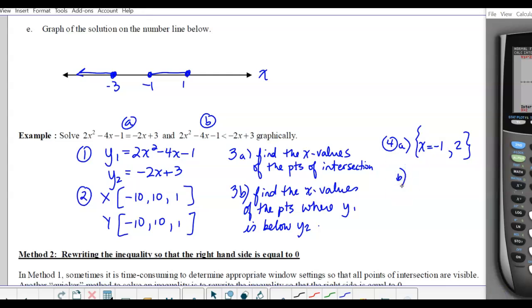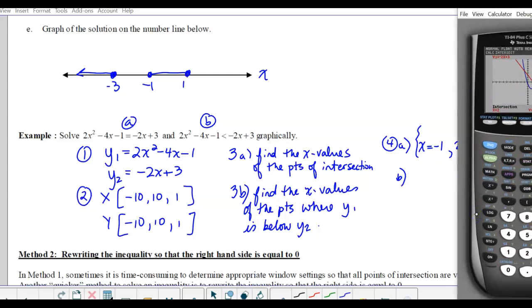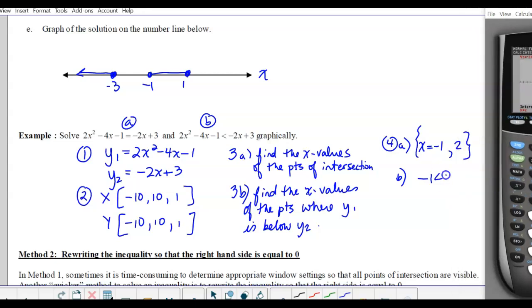In B, you don't really have to do any more work. I just have to look at the graphs. I'm looking for where y1, the quadratic, is below y2. So that would be in here, where that vertex is, right? So that's between -1 and +2. And there's no equal sign, so we don't include it.